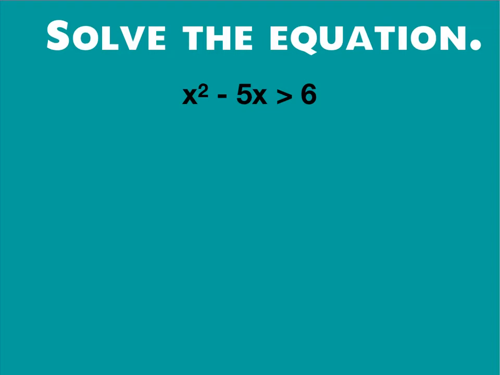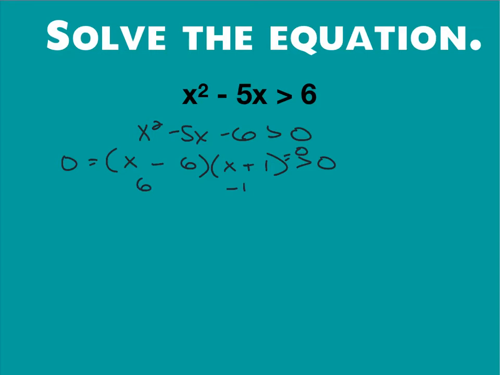Okay, this says solve the equation. So this is my quadratic with inequality. I got to get everything to one side because I have an x and an x squared. So I get x squared minus 5x minus 6 is greater than 0. This would be x minus 6 and x plus 1. And then I treat them as though it's equal to 0, and I get 6 and -1.